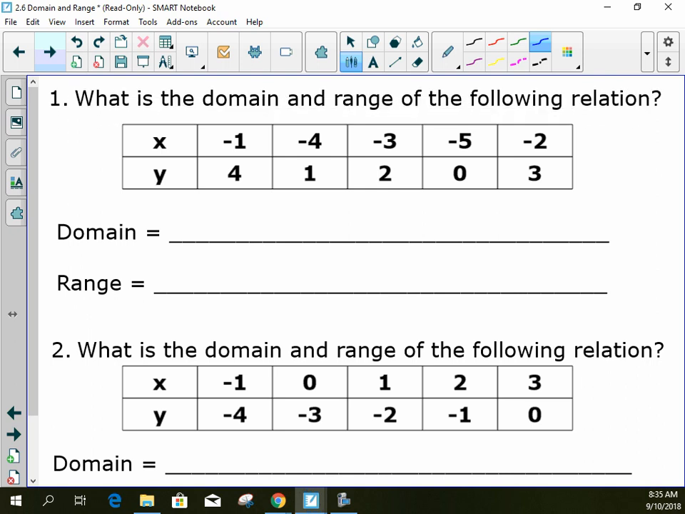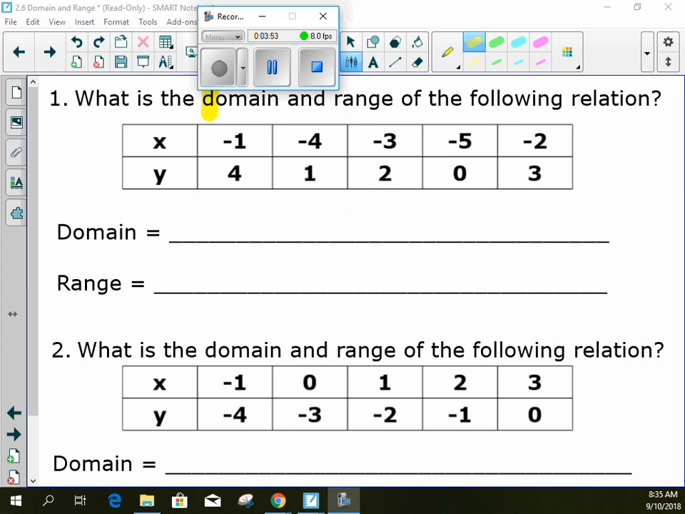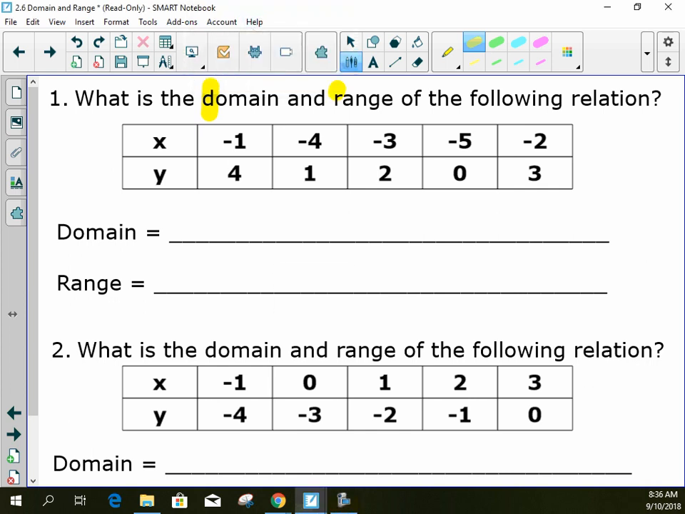D, look. D comes before R. See that? D comes before R. X comes before Y. That's how you got to remember this. You got to come up with things like that to remember this stuff by.